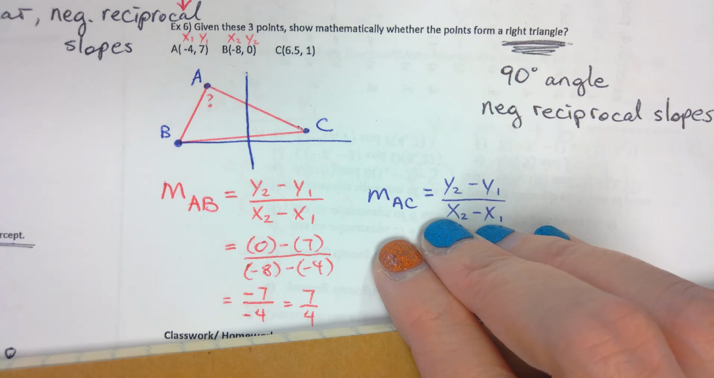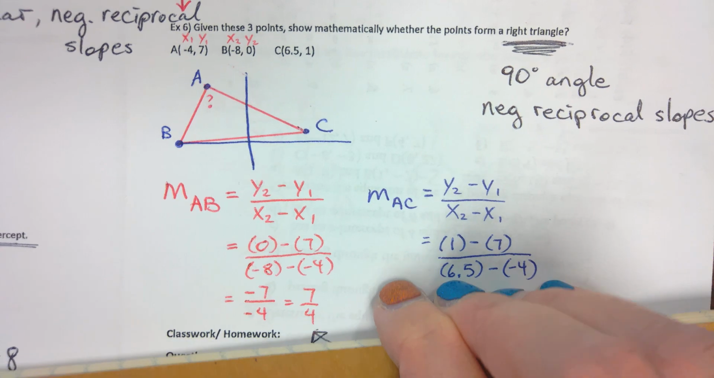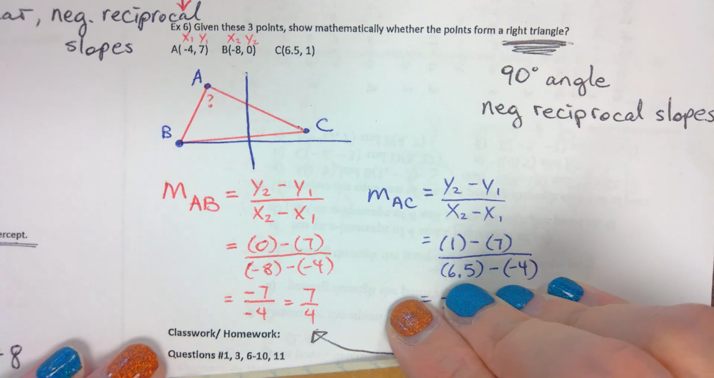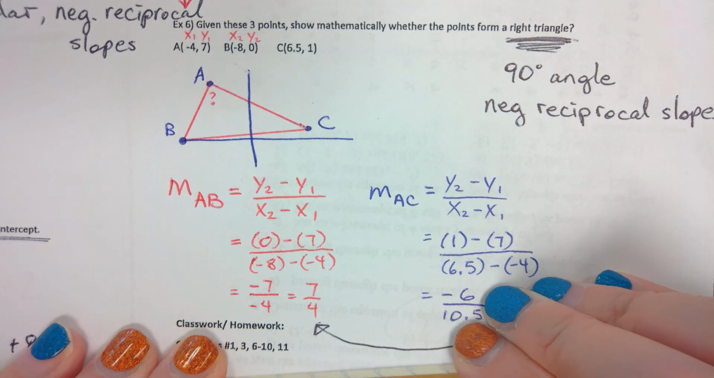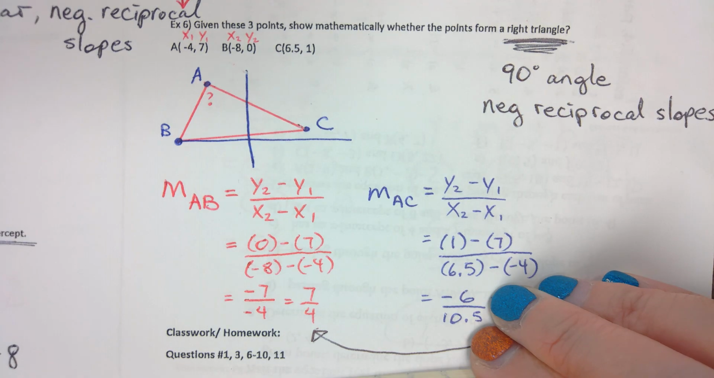Okay, so finding the slope should not take more than 30 seconds. Okay, I plugged in those numbers. And when I subtract it, I get this. How many of you got that? Negative 6 over 10.5.